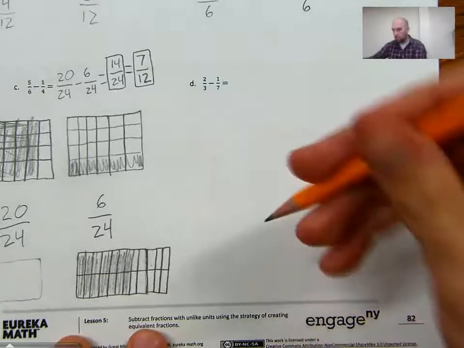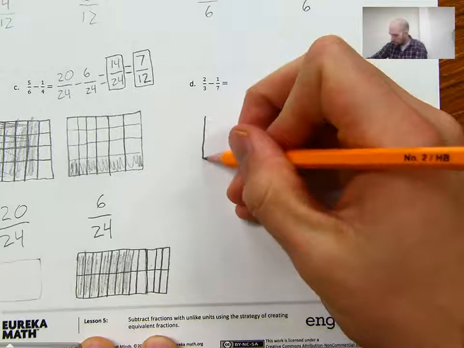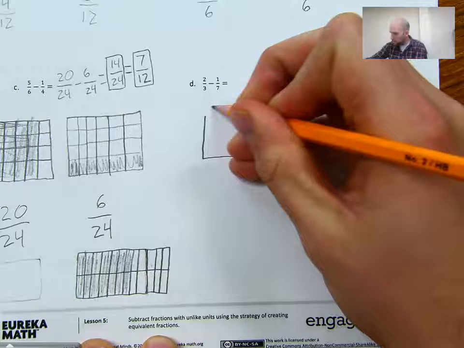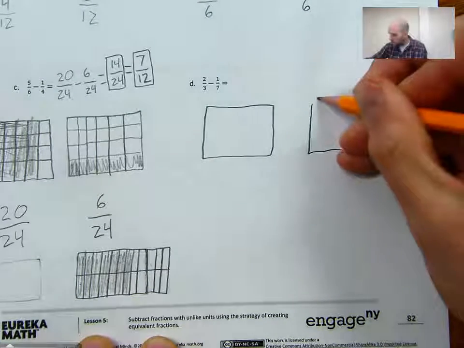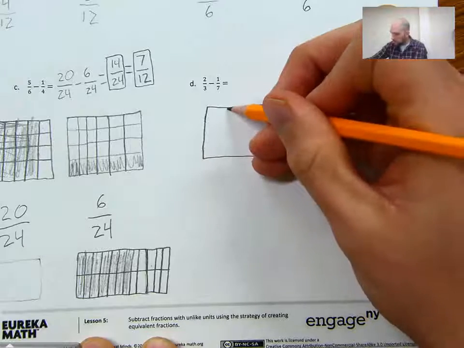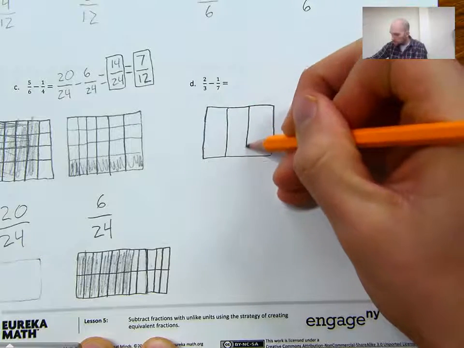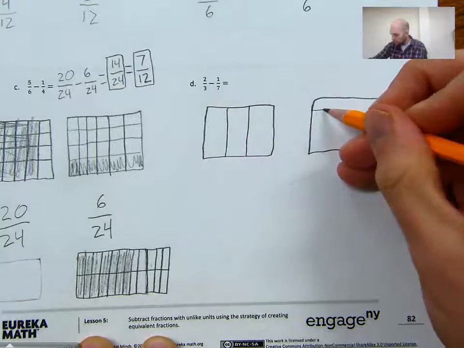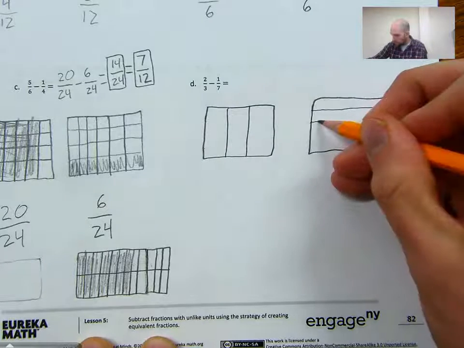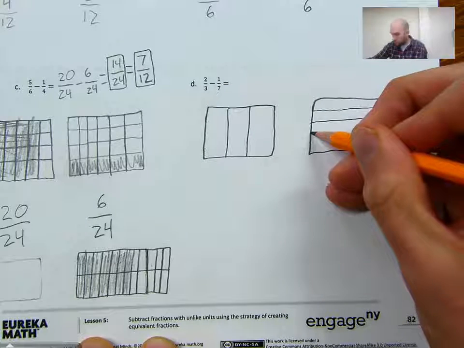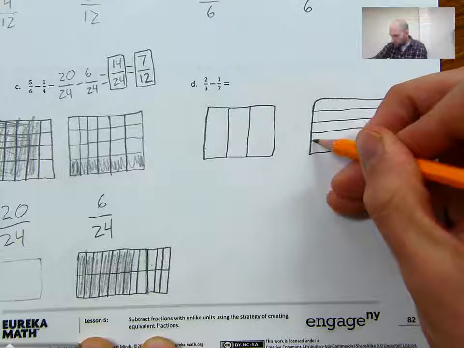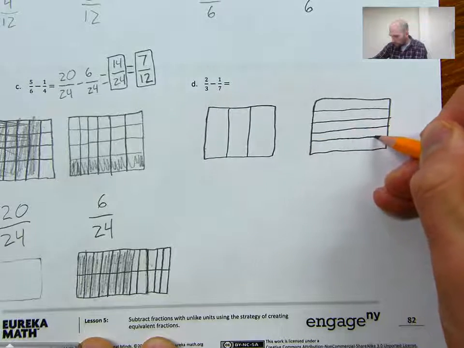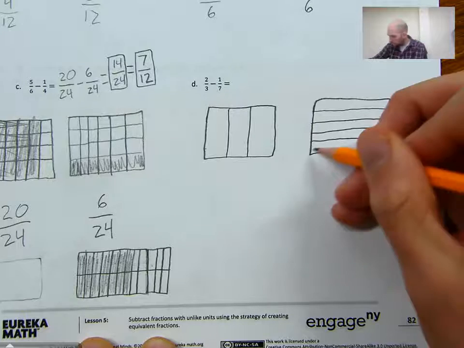Let's try one more here before we get finished. We have 2 rectangles here. We're going to split this one into thirds and this one into sevenths. So we need 6 lines to make sevenths. 1, 2, 3, 4, 5.